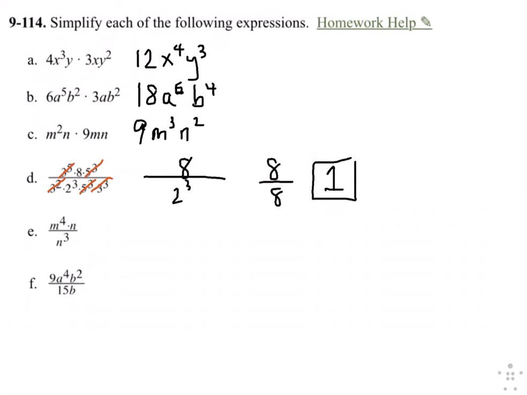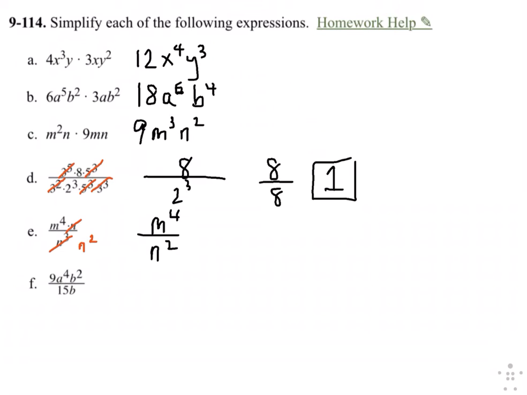For E, I have an n to the third in the denominator and n in the numerator. That's an n squared in the denominator, right? So I have m to the fourth over n squared.